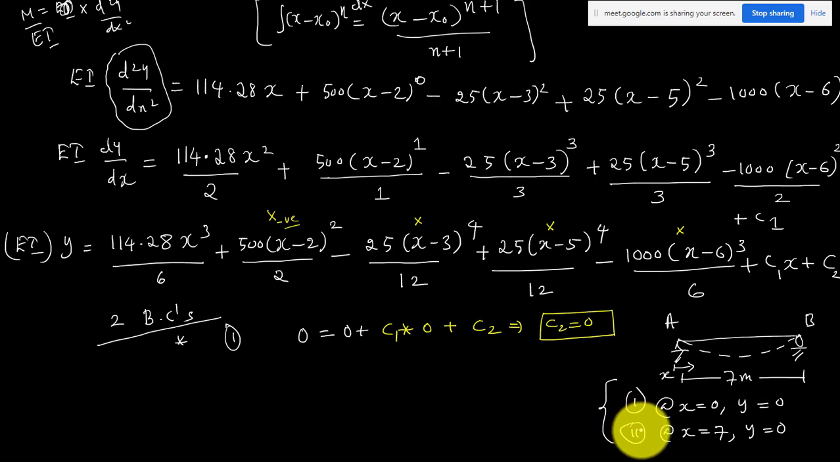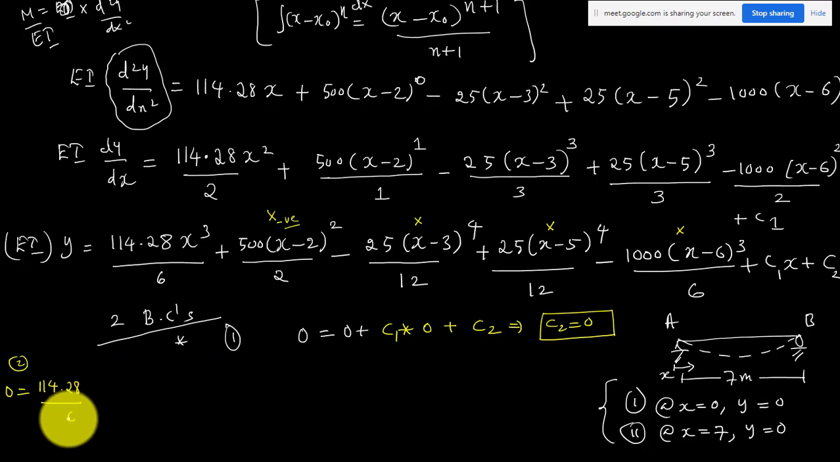Now I can apply the second boundary condition to solve for C1. What is the second boundary condition? EI into y, at x equal to 7, y is 0. So applying the second boundary condition, 0 equals, okay, y is 0, and here all the terms will be coming, 114.28. Some of you have to solve it.